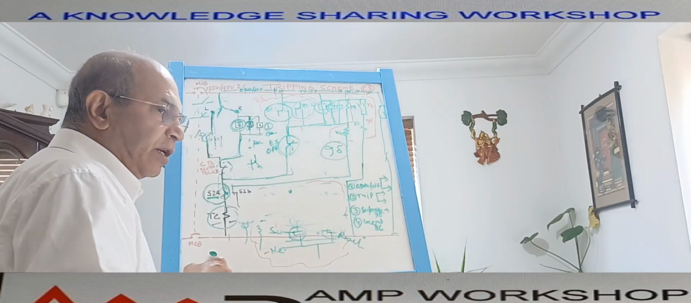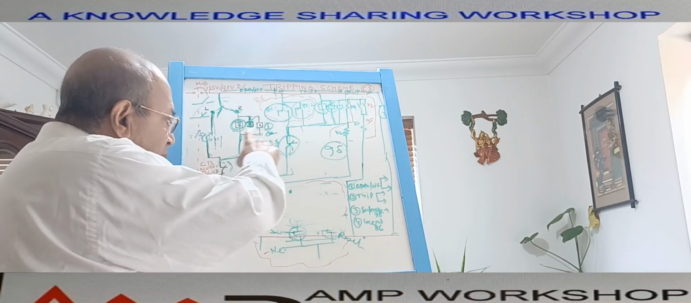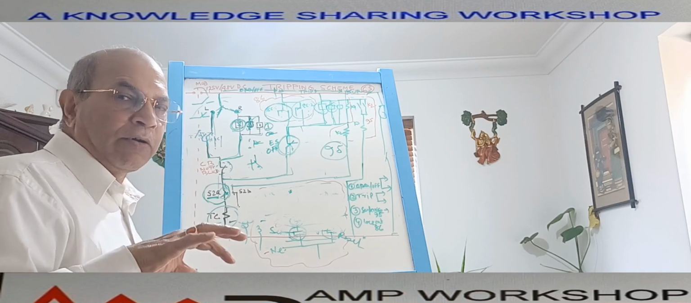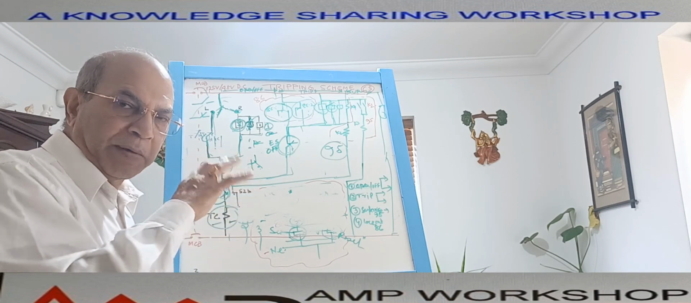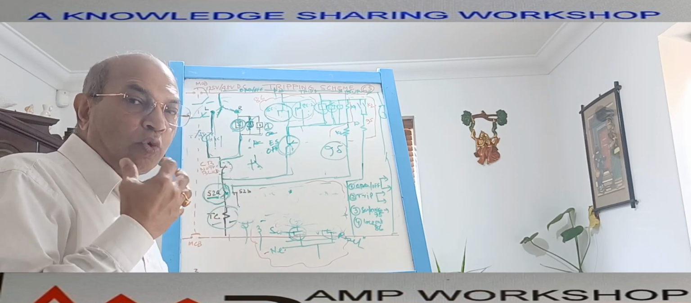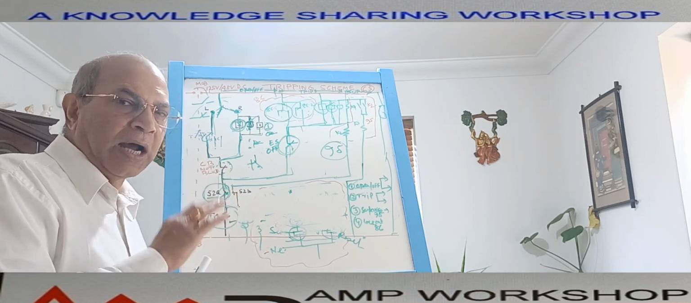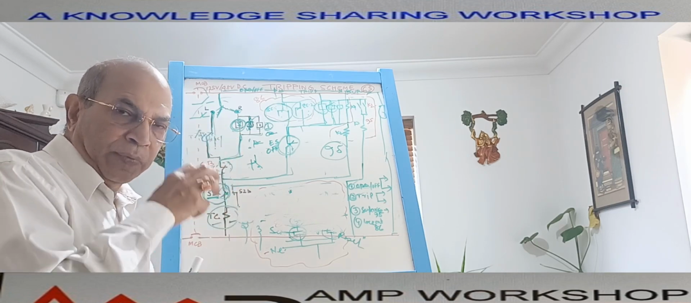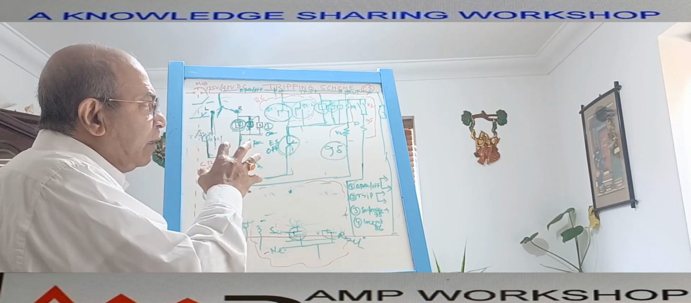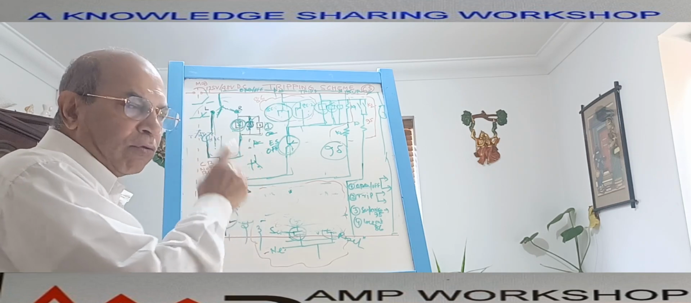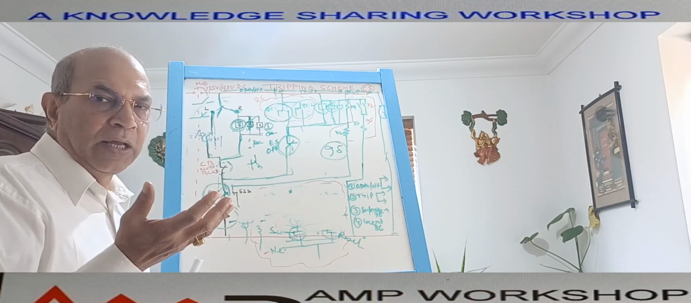This trip coil supervision relay has 3 auxiliary relays or 3 coils inside. One coil is supervising the tripping circuit when the breaker is in open condition, and another coil is supervising the circuit when the breaker is in closed condition. And if in either open condition or closed condition, in either case, this coil fails, then immediately that particular auxiliary contact will energize another relay.